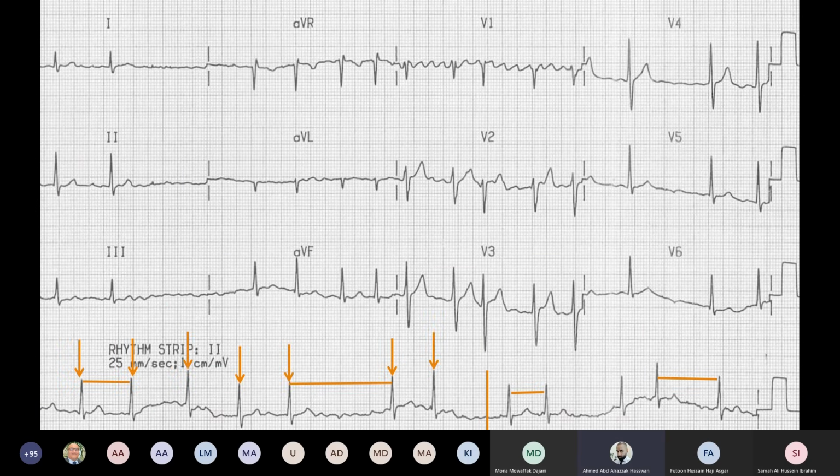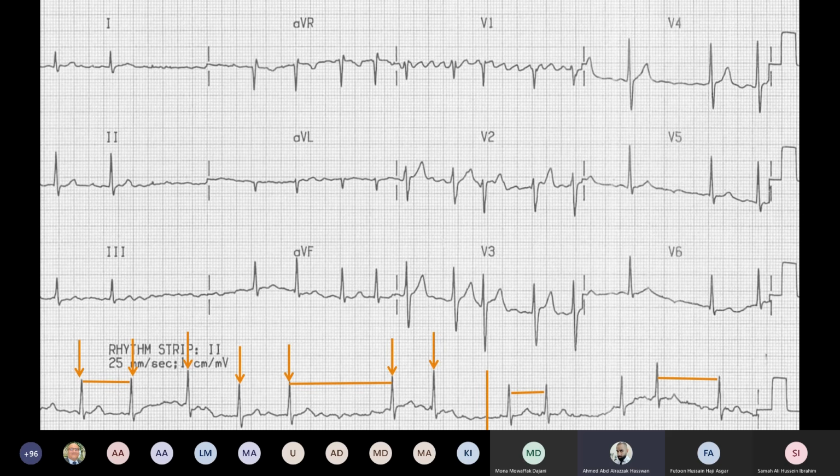Now, let's take a look at this ECG. Do you think this is regular or irregular? Take a look at this, especially the rhythm strip down there. You can see at one time it's 3 boxes, another time it's around 7, 8 boxes, then 2 boxes. Yes, it's irregular.